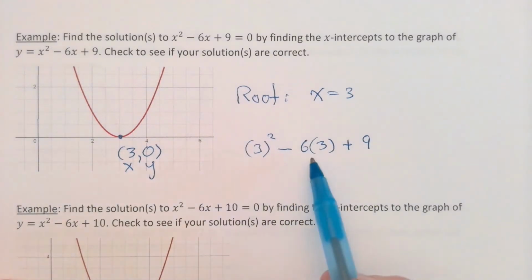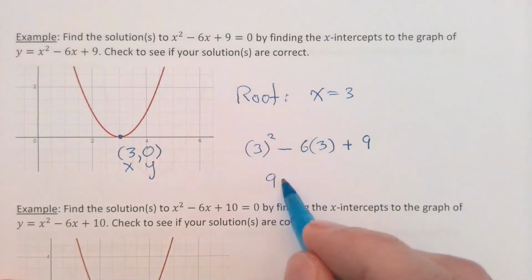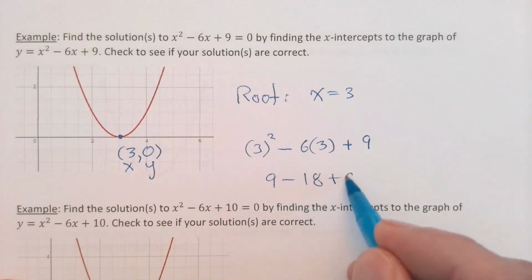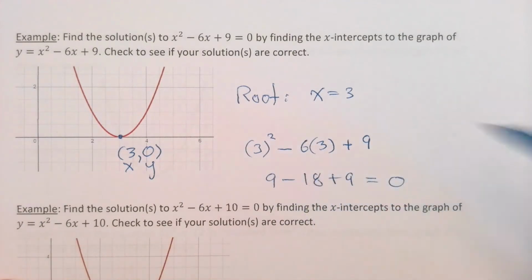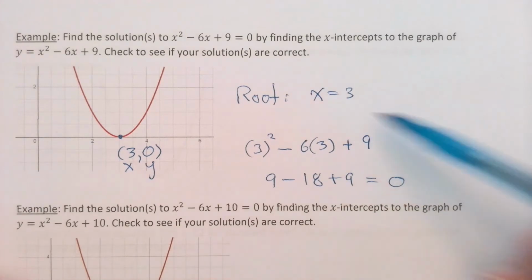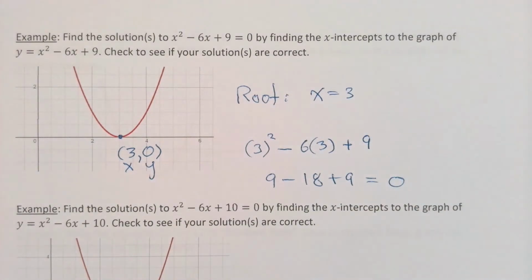Well, this is 9, and this is negative 18, and this is 9. So I literally have 9 minus 18 plus 9. Of course, that makes 0. And so that's why this is called sometimes a 0. Here's another example.